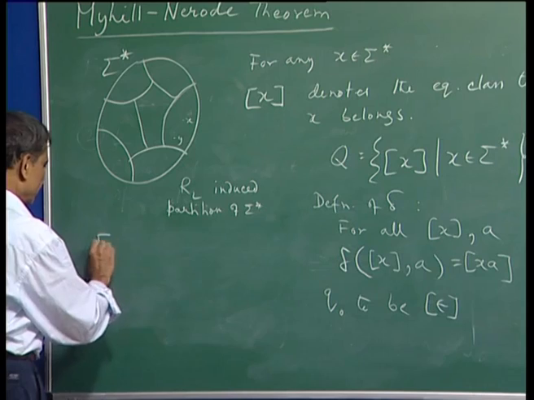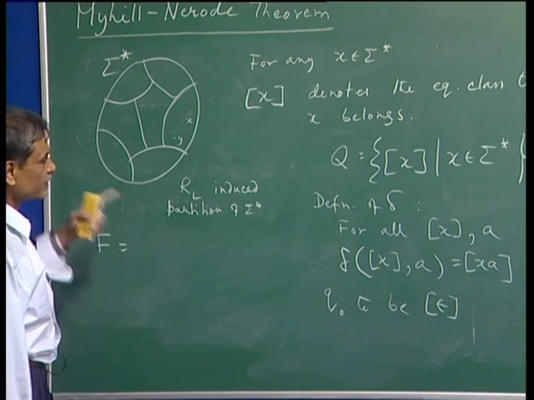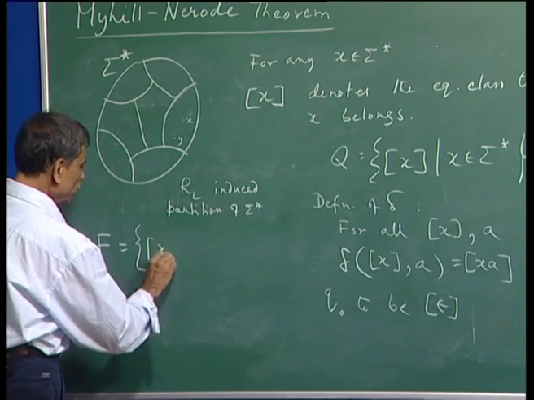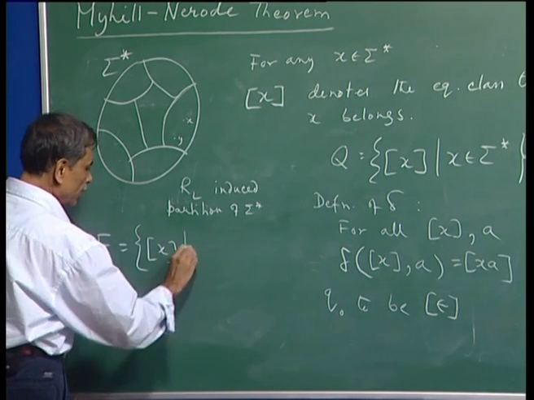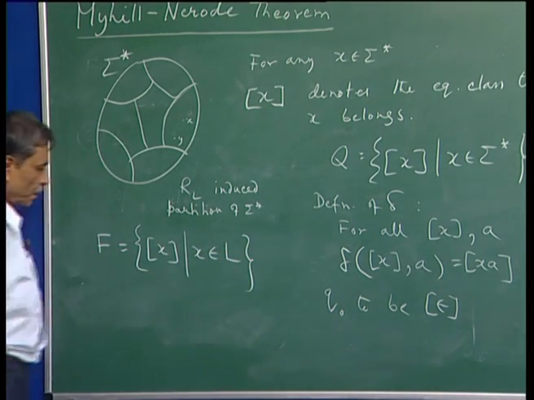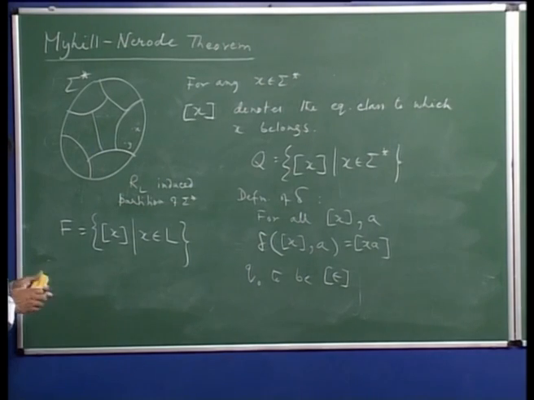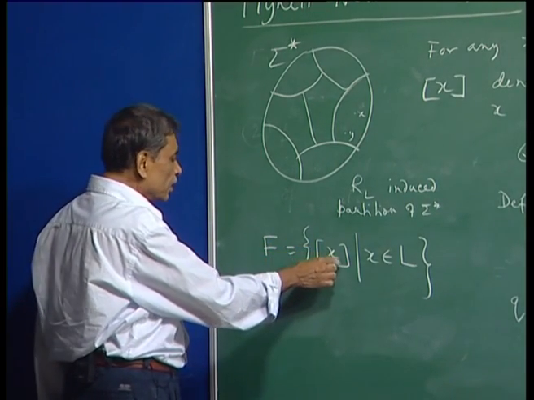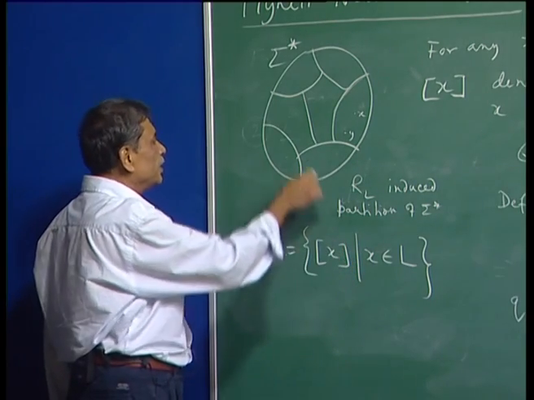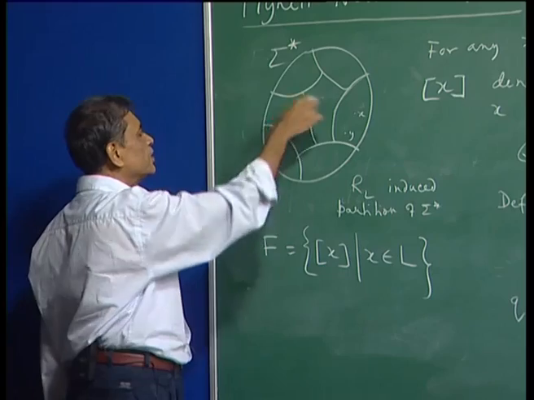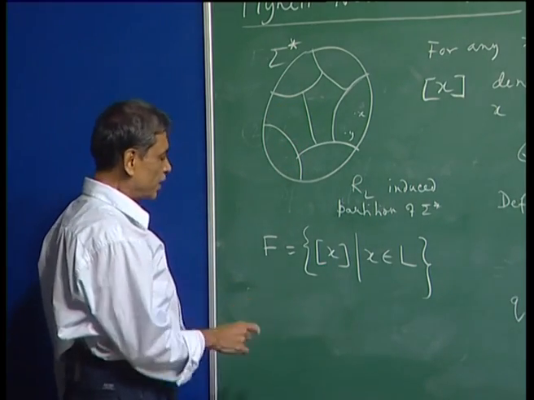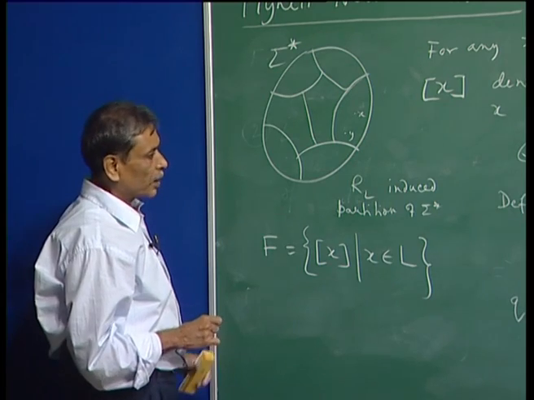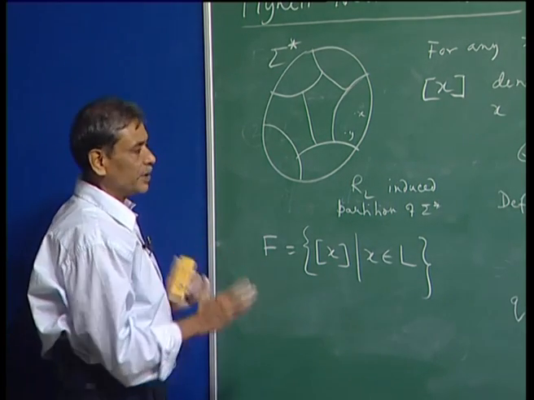Now, we will show of course that this makes sense, but before that let me complete the definition. And finally, the set F is a subset of Q, remember this, the final states. I put it this way: all those equivalence classes such that x is in the language. Of course, the language is infinite, that is fine, but these strings which are in the language distribute over only finitely many equivalence classes. Those classes, when thought of as states of the machine M, are my final states. So, this is a definition, but does it make sense?